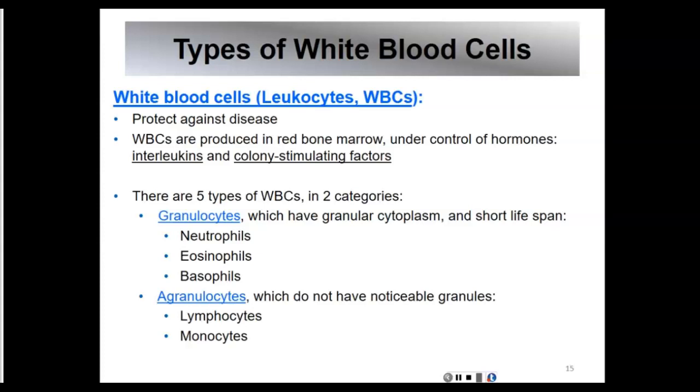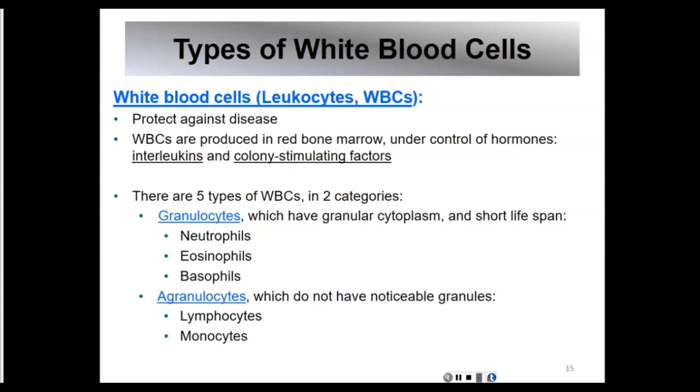White blood cells are also called leukocytes. They protect against disease, and they're produced in red bone marrow under the control of hormones called interleukins and colony-stimulating factors. There are 5 types of white blood cells and 2 groupings. They're grouped by the appearance of their cytoplasm. They're either a granulocyte or an agranulocyte. A granulocyte has a granular substance in the cytoplasm, and agranulocytes do not have any noticeable granules.